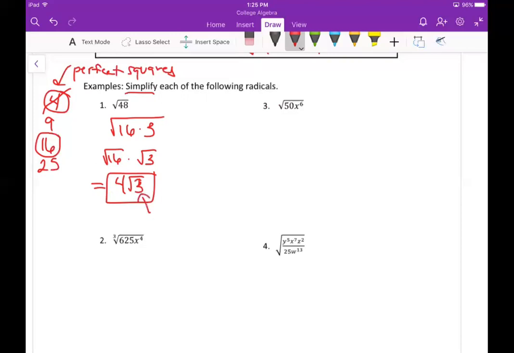And that is my simplified root. The 3 under my root does not have any perfect square factors, and I leave only the numbers that are not perfect squares underneath the square root.